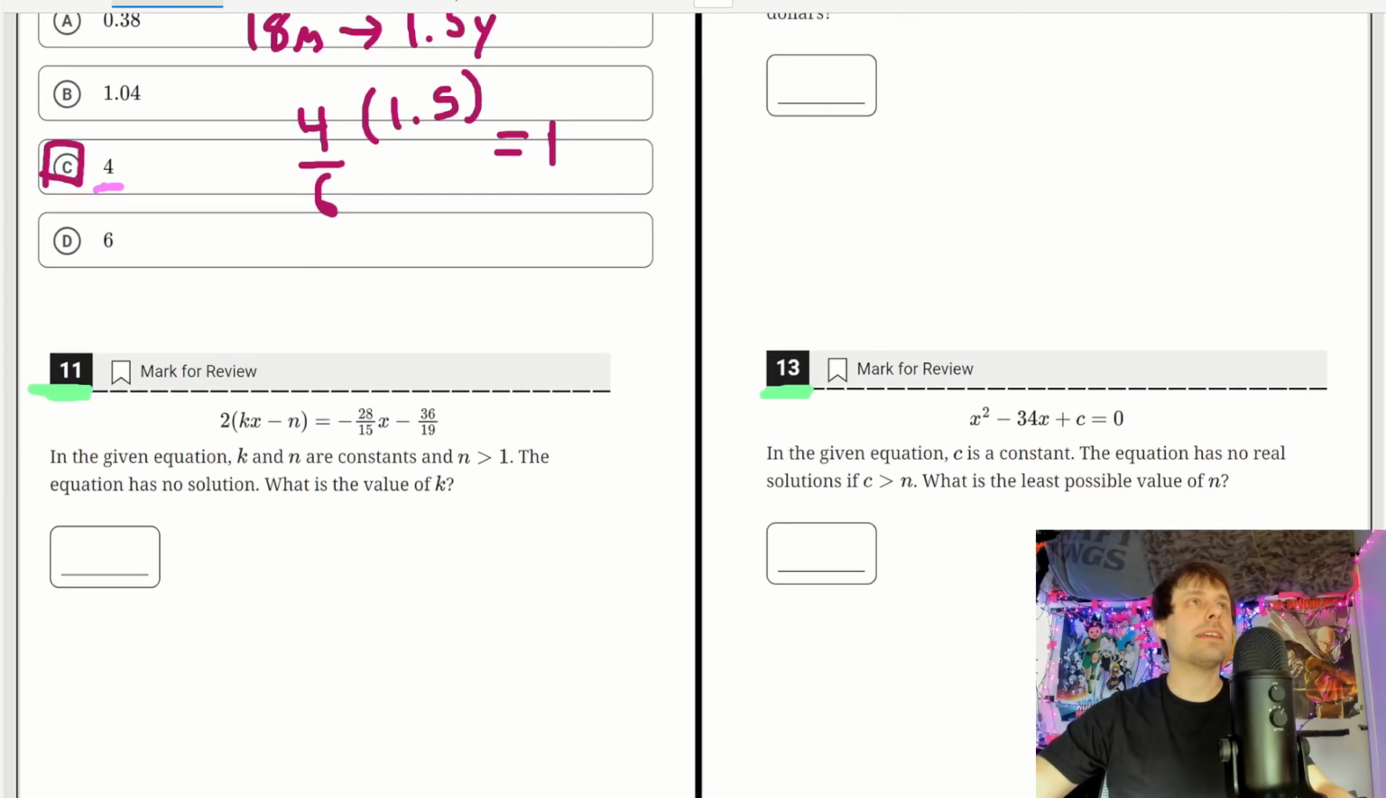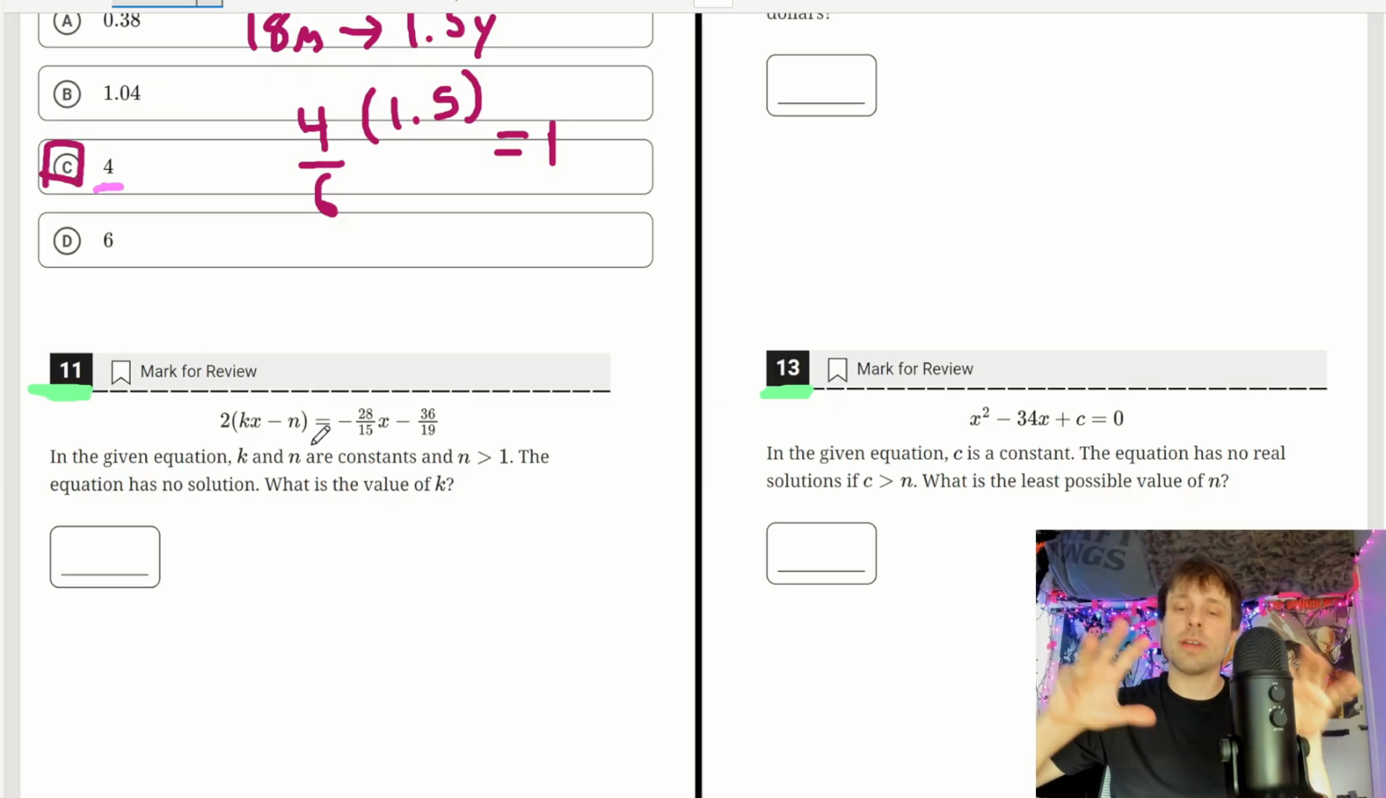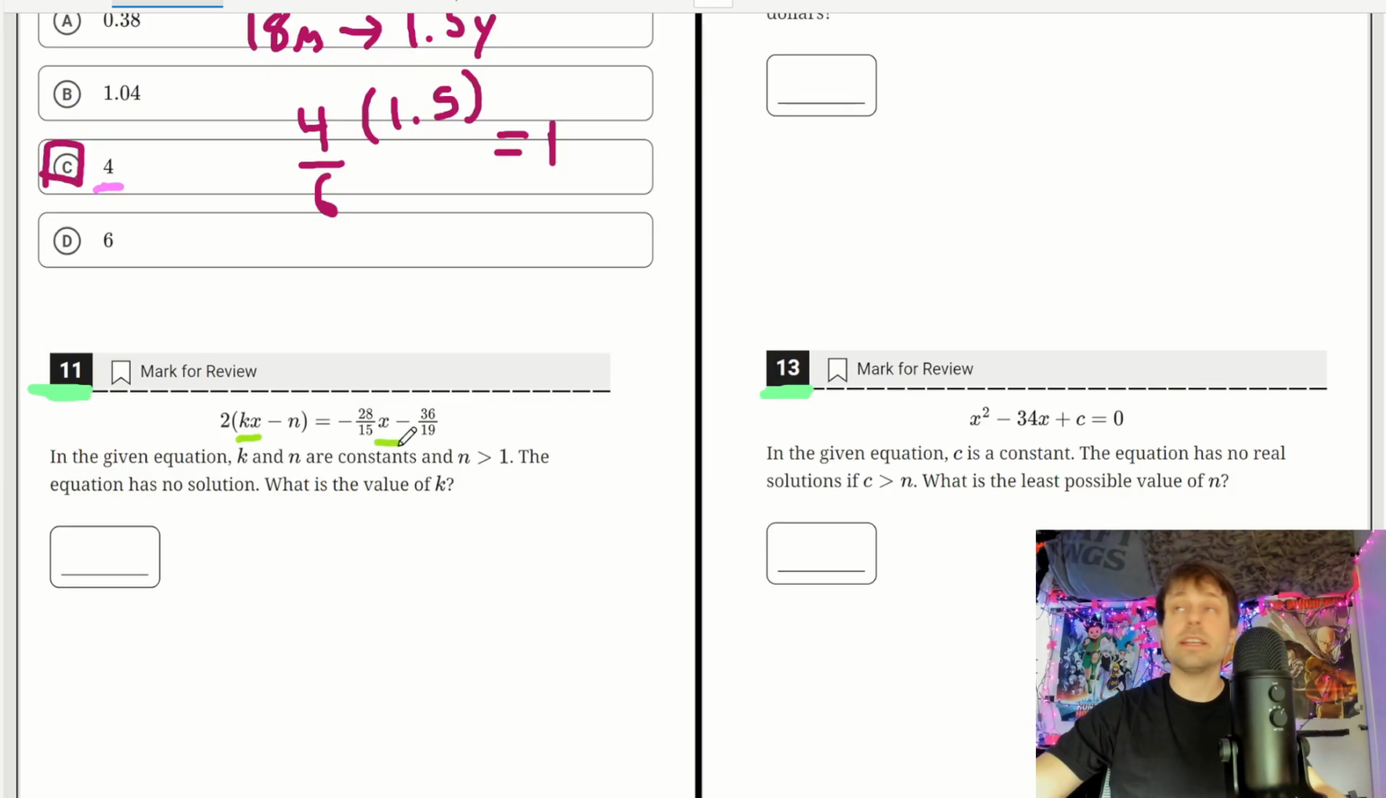Number 11 here. Let's see what we got. Okay, so again, I always want to identify, categorize what type of problem am I dealing with. I see that we have 2 linear lines, and I see that there's no solution. That's all. This is a no solution 2 linear lines system. That means that I want to see both of my lines in slope-intercept form, and I know that their slopes are going to be equal to each other.